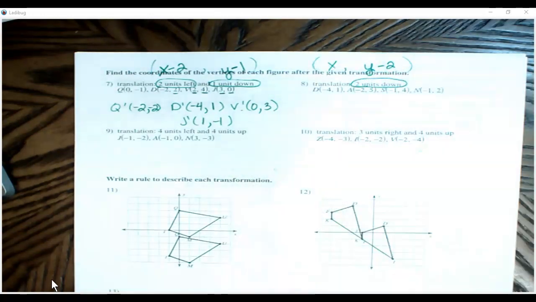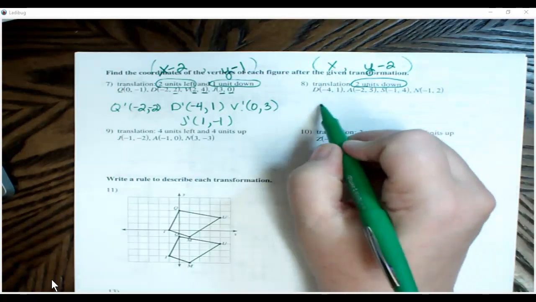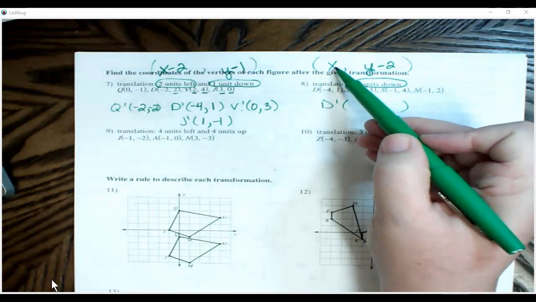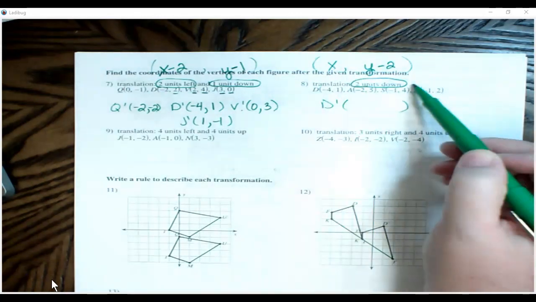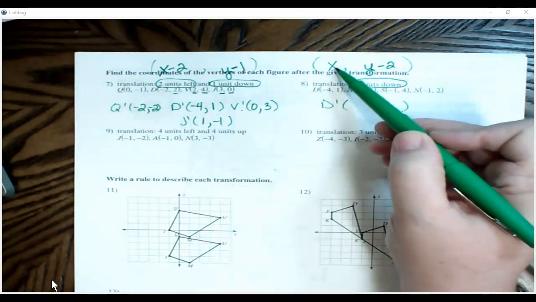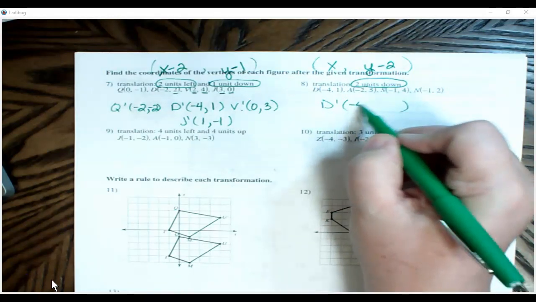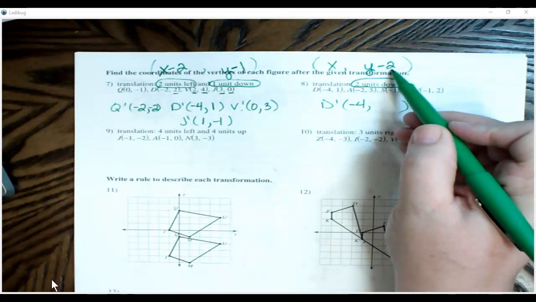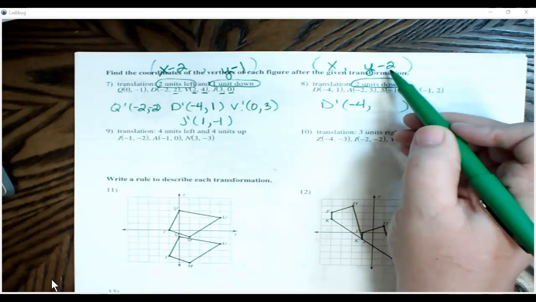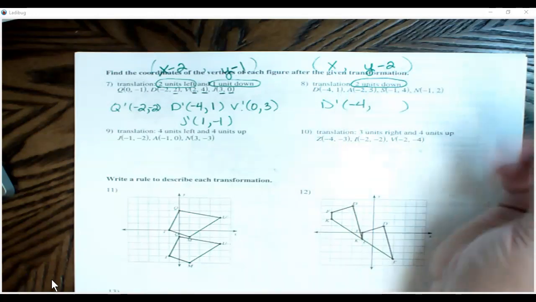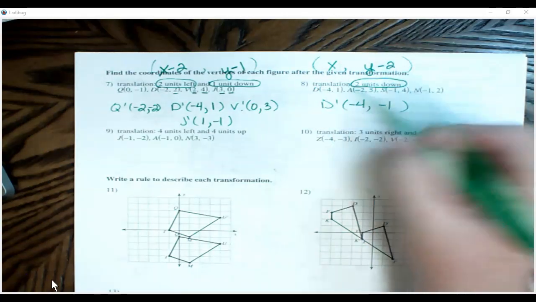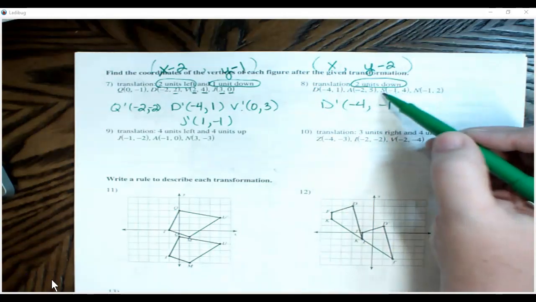There's our rule. So for example, when you're finding D prime, my x, I don't do anything to it. There was nothing that told me to move the x values. So it is going to stay the same. Now my y coordinates, I do have a rule, y minus 2. So when I find my D, 1 minus 2 gives me negative 1. Repeat that same strategy for finding A prime, S prime, and N prime.